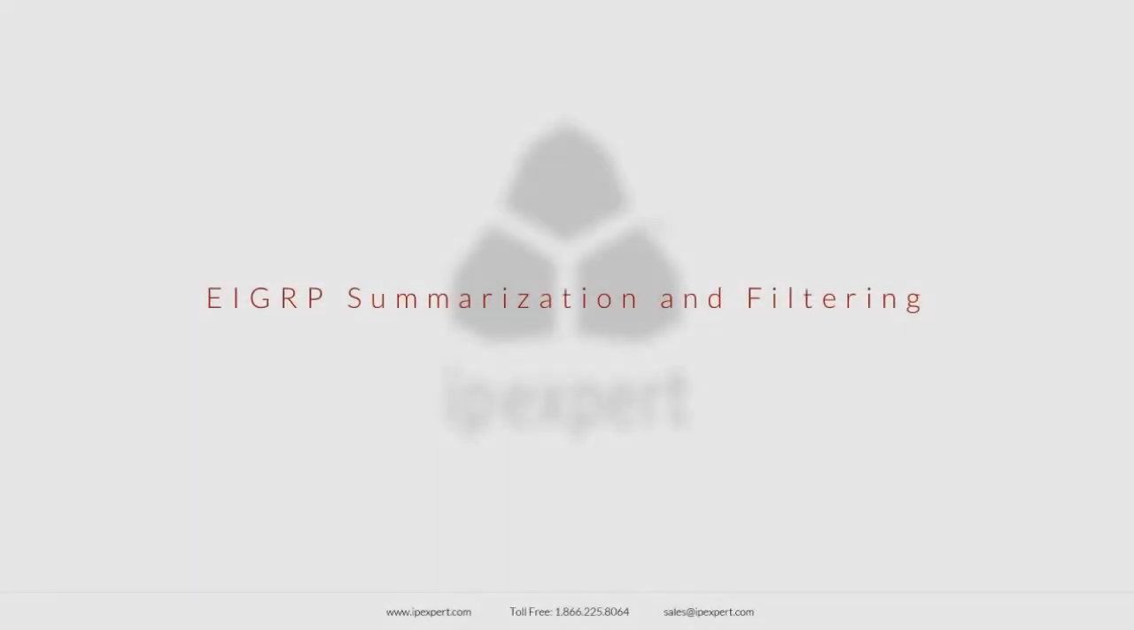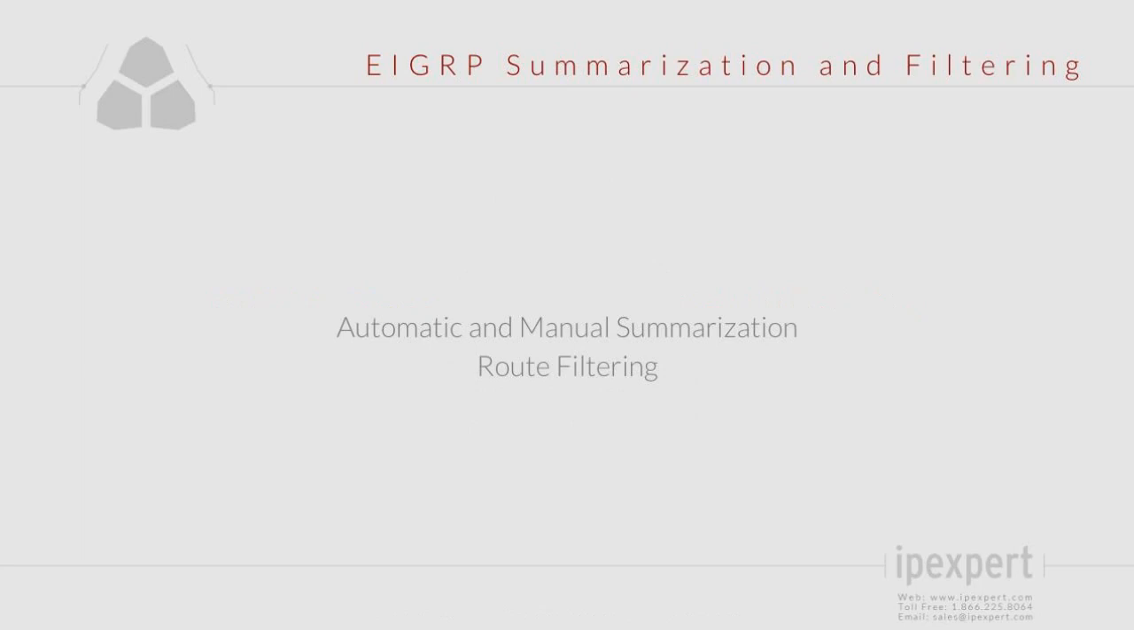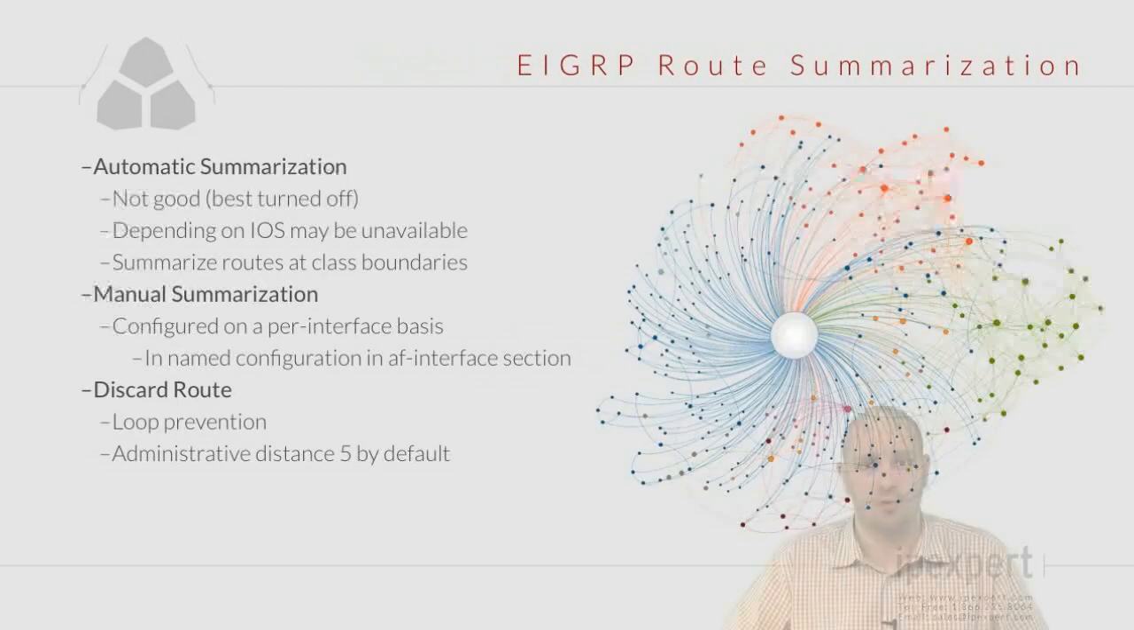In this module we are going to talk about EIGRP summarization and filtering. When it comes to EIGRP route summarization and route filtering, we have to separate these two a little bit, and I'm first going to talk about the summarization process, the IP route summarization. And EIGRP supports, generally speaking, two forms of route summarization.